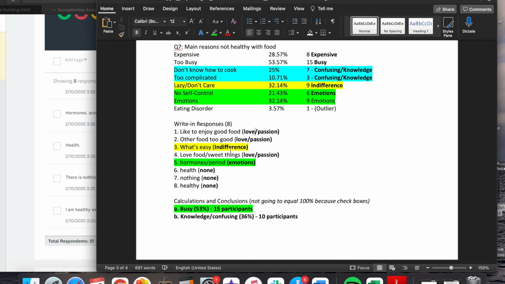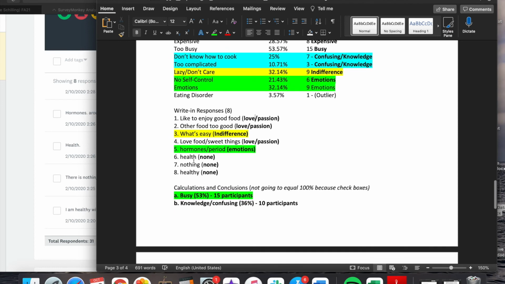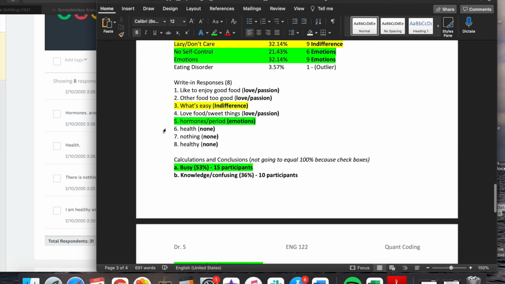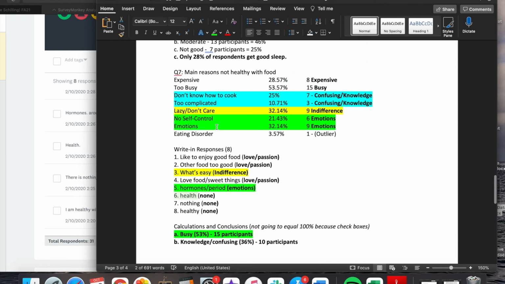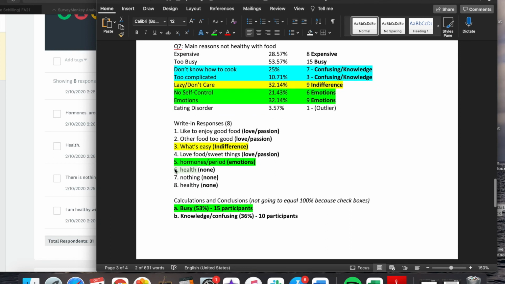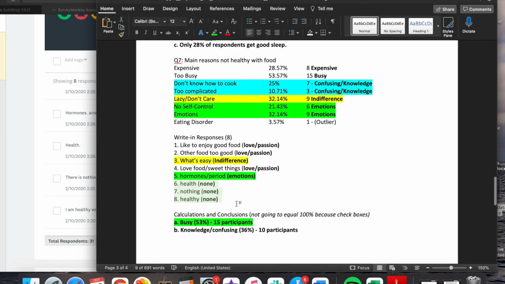What's easy, that sounds like indifference. I can put them with the people who said they were lazy and don't care. Hormones, menstruation, okay, that kind of sounds like emotions. I could just put them, whether that's right or wrong, I don't know. That's just what I'm going to do. I'm going to put that in with emotions. So now I have 6 plus 9 plus 1 more in emotions. And then someone said, I don't have a problem. I'm healthy. And then 3 people said that. So my other category that I didn't initially have was none.